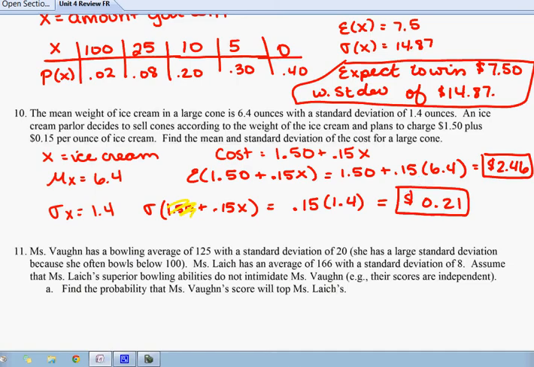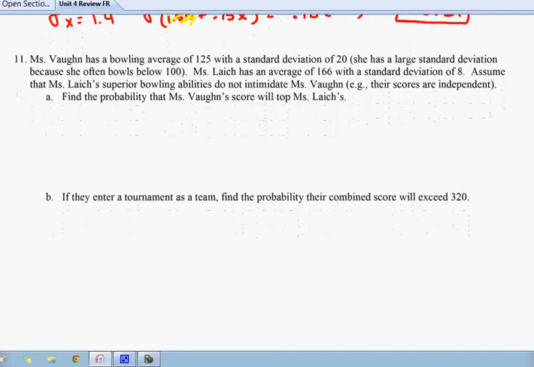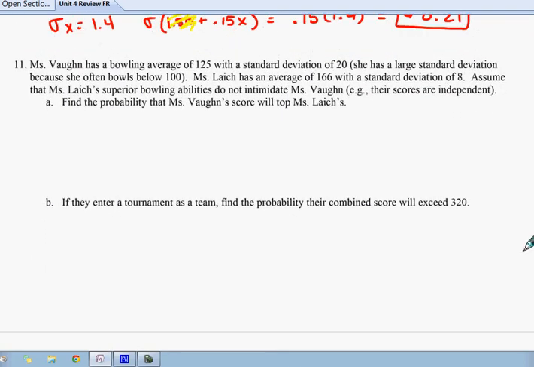Okay, almost done. Number 11. We have to first define our situation. Miss Vaughn's scores will top Miss Lake's. So that's Vaughn is greater than Lake. Also translates into Vaughn minus Lake is greater than 0, because we need to have a number there in order to do our probability models.